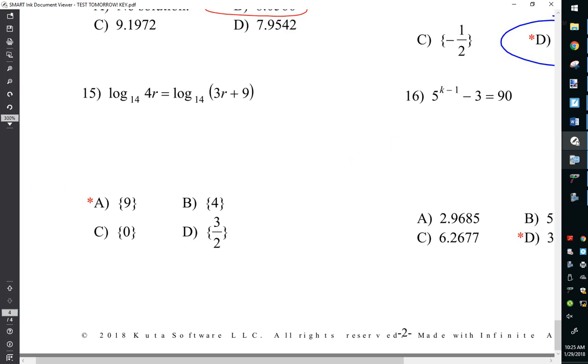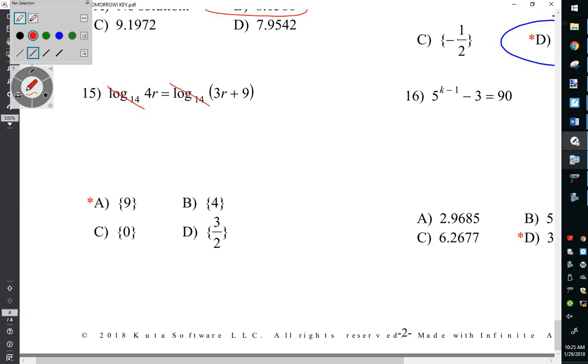15. Easy one. Log base 14s on both sides cancel. This is a really easy one. Minus 3r to get all my r's on the same side. 4r minus 3r is 1r. Equals 9.